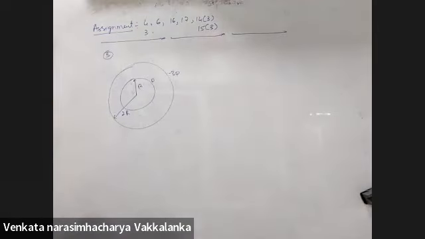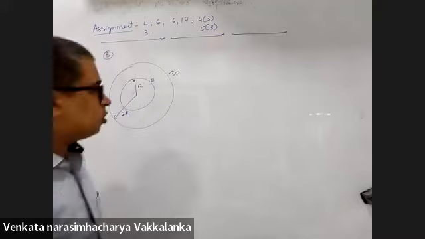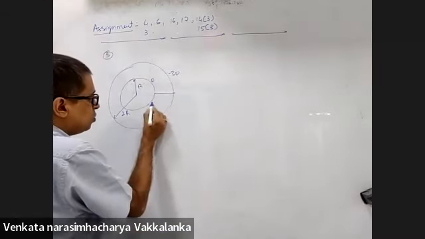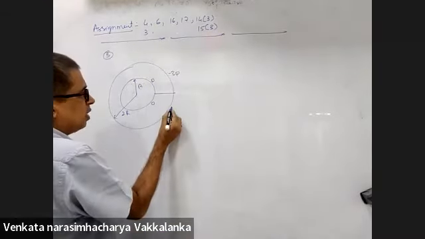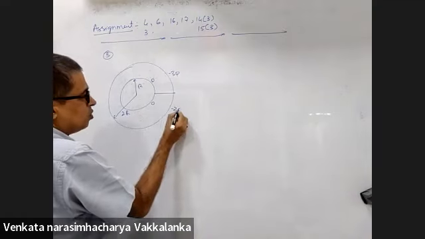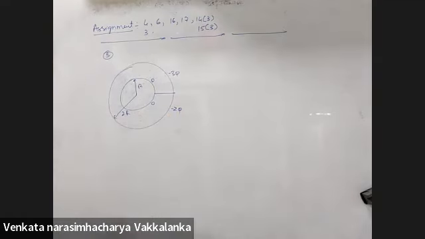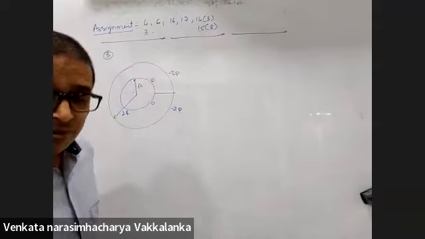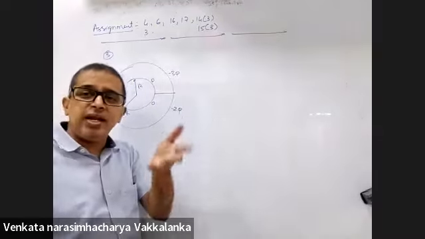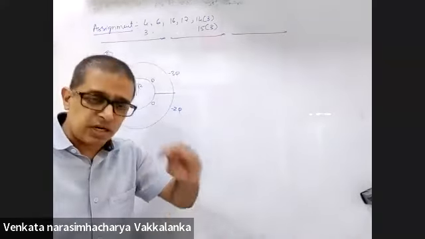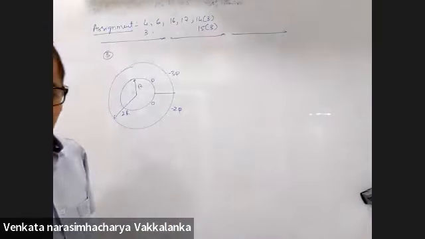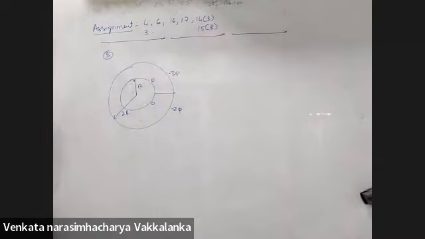After connecting the shell, the final charge on the inner shell will be 0. Whole of this charge will come out, so this will be minus 2Q. Do you agree with that? Whenever you connect the inner shell, as in a Van de Graaff generator, the whole of the charge from the inner side will go to the outer side. Do you agree with that?